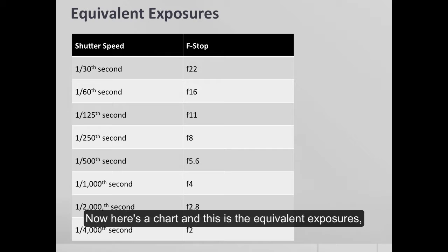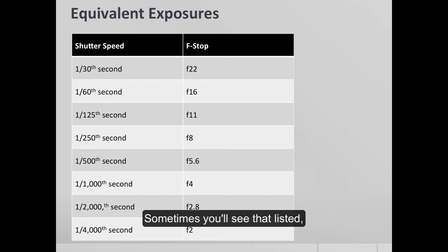Now here's a chart, and this is the equivalent exposures. These are called exposure values, or EVs. Sometimes you'll see that listed. In fact, your camera might even have a setting that's labeled EV, and we'll talk about that in a moment. This chart is consistent for any particular ISO setting on your camera. So what we look at here are shutter speeds and f-stops, or the apertures. So a value of EV14, say your camera has that, might represent 1/250th of a second at an f8.